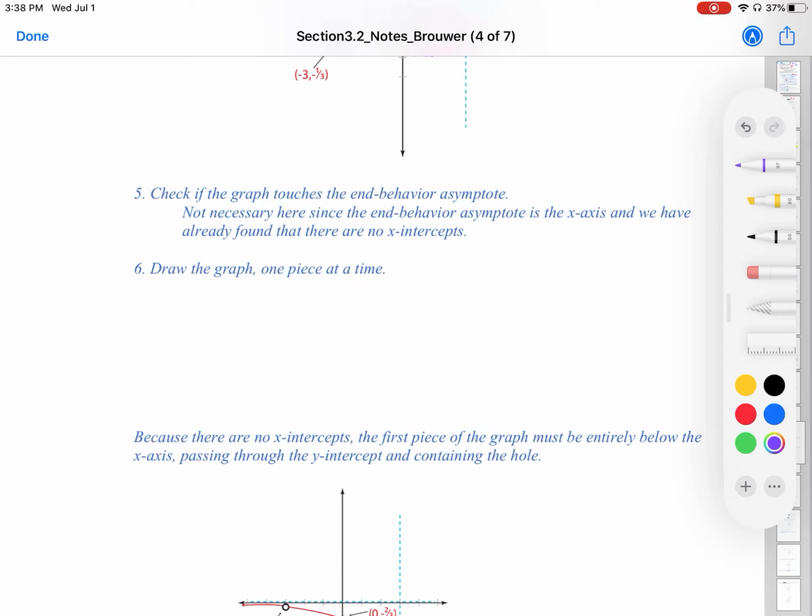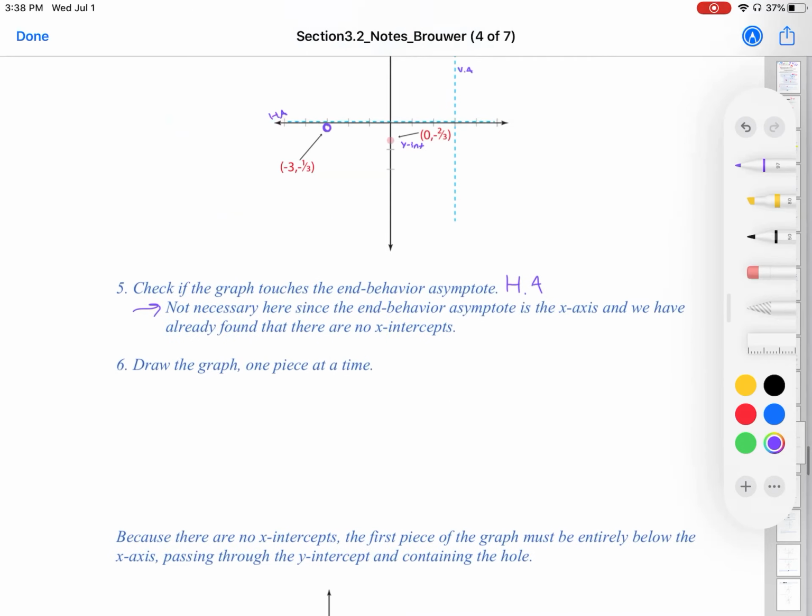Step 5, check if the graph touches your end behavior asymptote, your horizontal asymptote. It's not necessary here since the end behavior asymptote is the x-axis and we have already found that there are no x-intercepts. So we draw the graph one piece at a time.